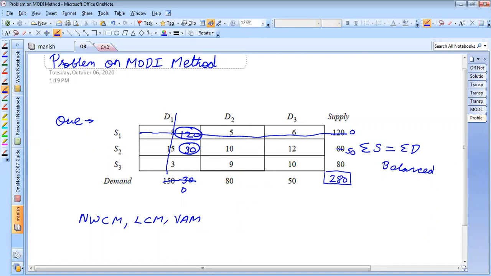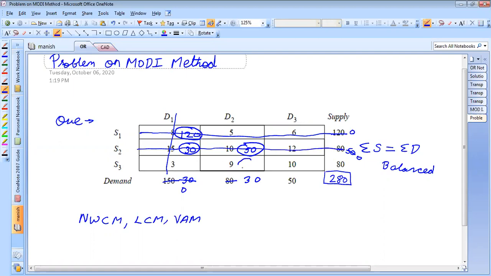I hope I am not fast. Is this easy to understand? Yes, sir. Okay. So this will be 50 then. This will become 0. This will become 30. Since this is completed, this will get eliminated.